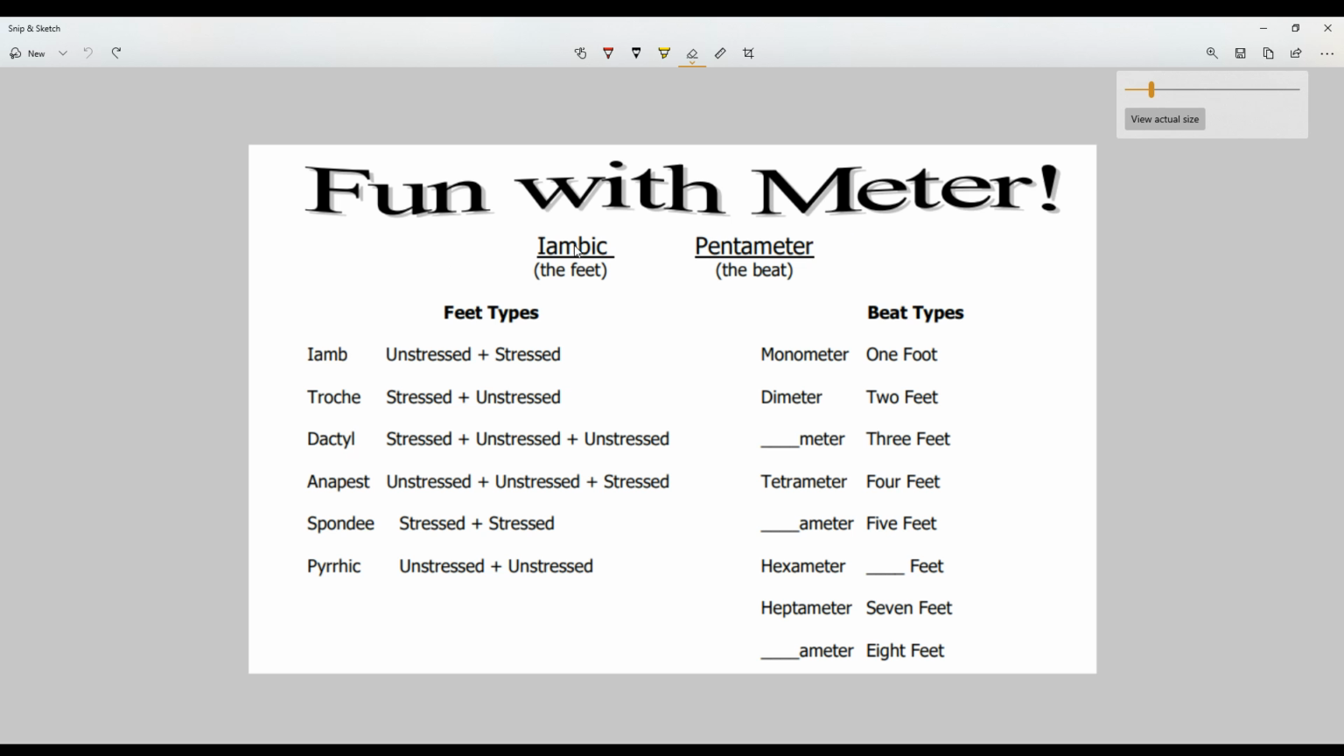And so there are two different names that are involved in naming meter. I like to call them the feet and the beat. The feet have a bunch of different types, and we're going to look at those words and those names for them. And then the beat means how many feet are in that line. So the feet types are made up of either 2 syllables or 3 syllables. In meter, you don't count words, you count syllables.